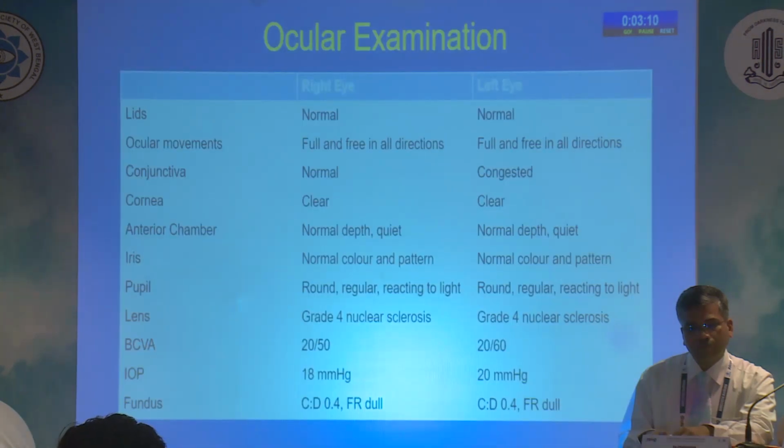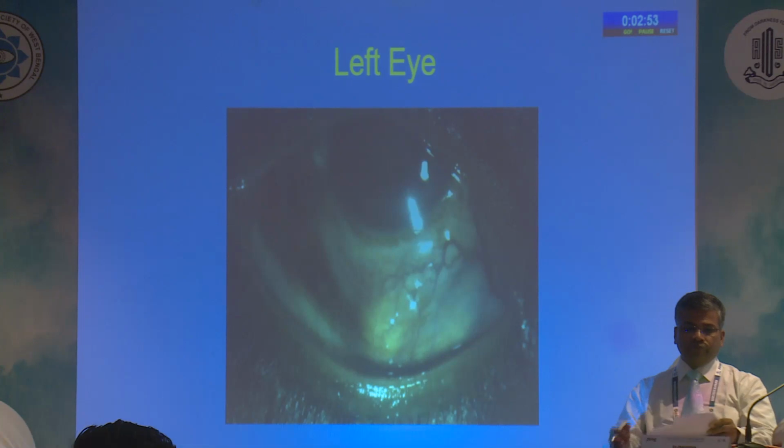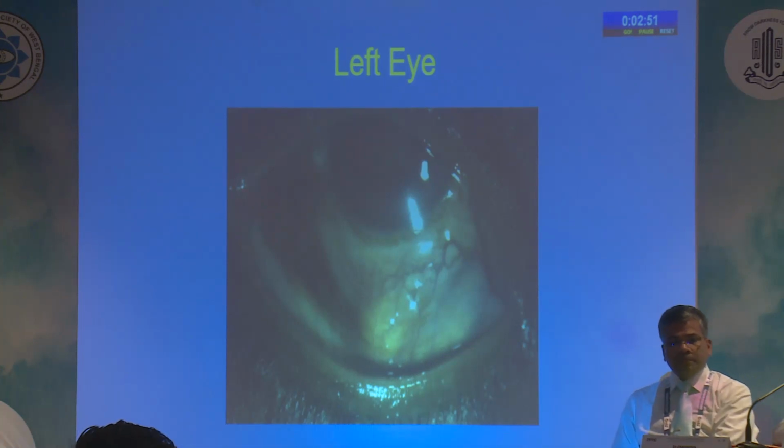On ocular examination, the left eye conjunctiva was congested, and due to a grade 4 nuclear cataract, the BCVA was 20/60 in the left eye and 20/50 in the right eye. The rest of the findings were normal. On diffuse slit lamp examination, we noted a yellowish scleral nodule inferiorly with temporal thinning and uveal show, along with dilated episcleral vessels.